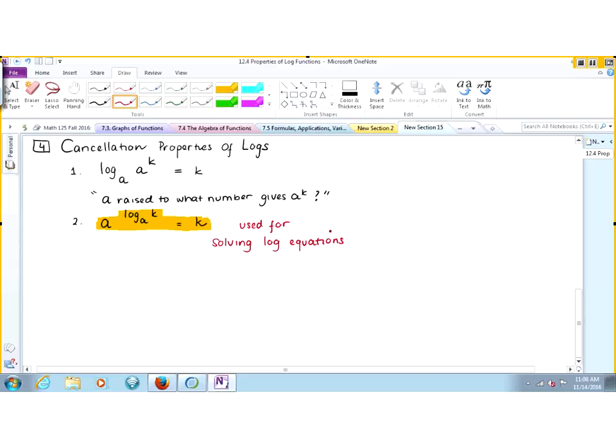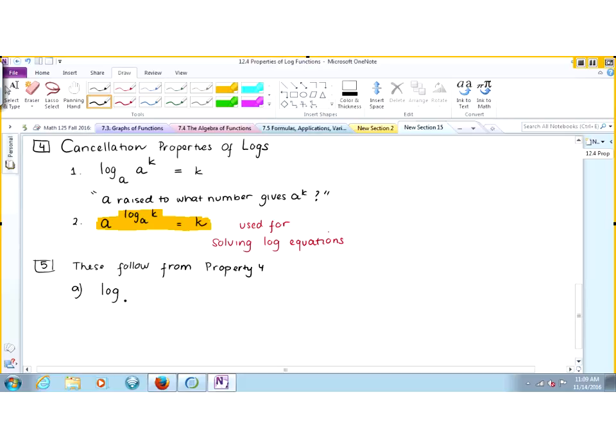Log equation. So this is the cancellation property of log. A raised to the log base A of K is equal to K. So these are two properties, and these properties follow from property 4.